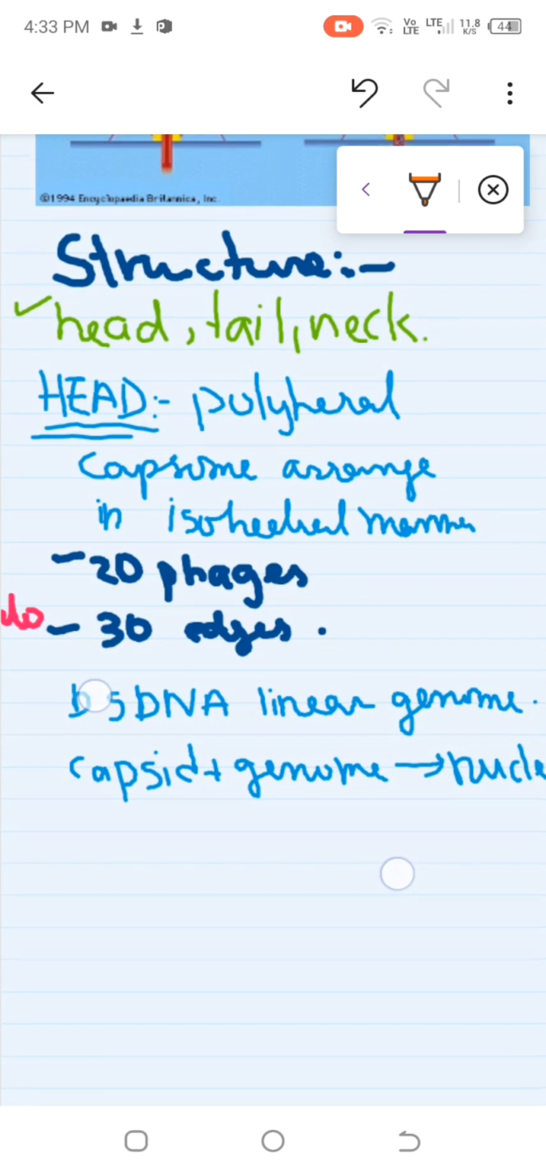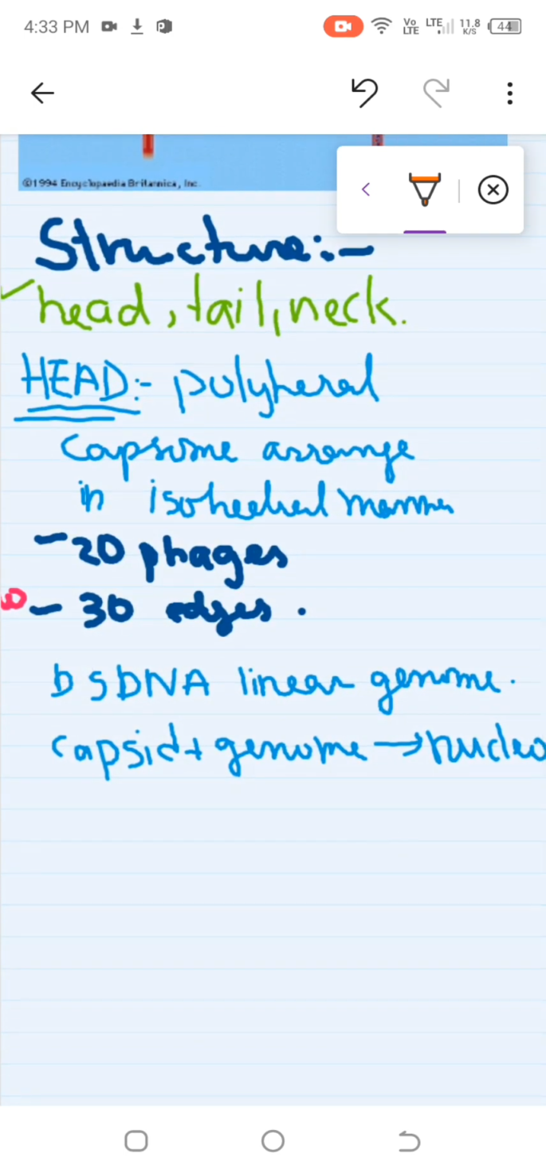Moreover, here we have the neck. Now we are going to see the neck. The neck is a short tube, made up of a proteinous structure.